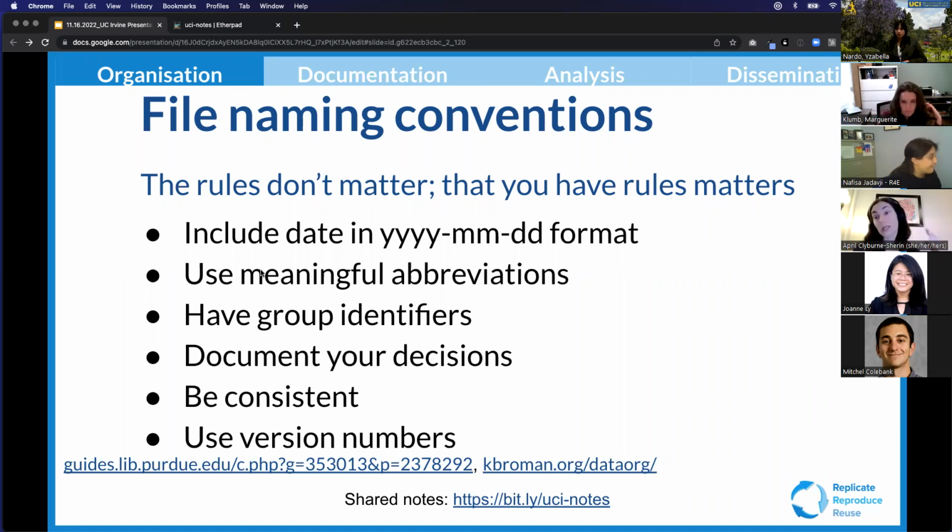Be consistent and think about how you're going to track versions over time. So you can use version control, which is something that can be built into a platform that you're using, such as an electronic lab notebook, or you can use numbers such as 01, 02 to say this is earlier and this is later.